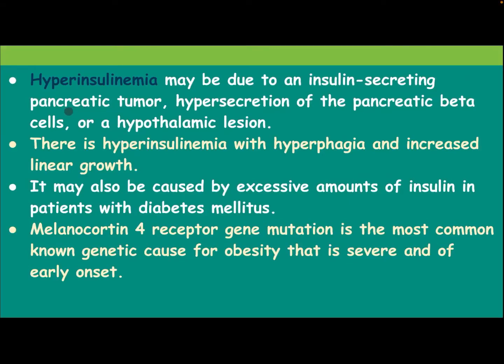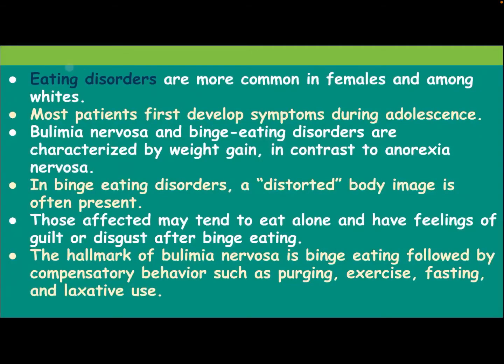Hyperinsulinemia may be due to insulin-secreting pancreatic tumor, hypersecretion of the pancreatic beta cell, or hypothalamic lesion. There is hyperinsulinemia with hyperphagia and increased linear growth. It may also be caused by an excessive amount of insulin in patients with diabetes mellitus. Melanocortin 4 receptor gene mutation is the most common known genetic cause for obesity that is severe and early onset.